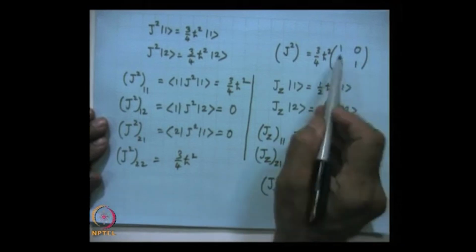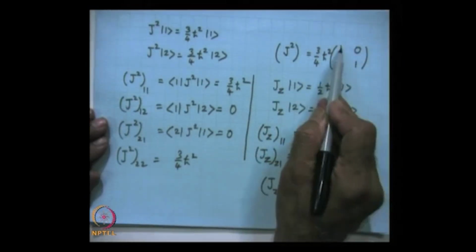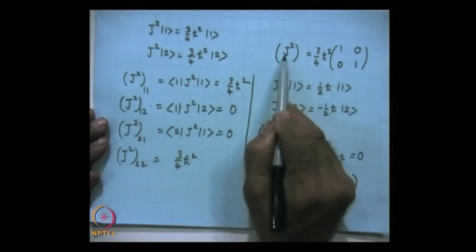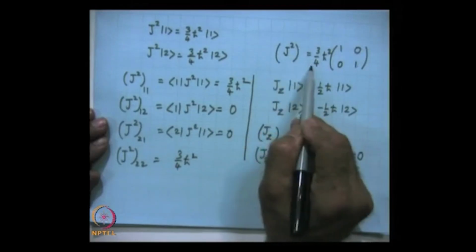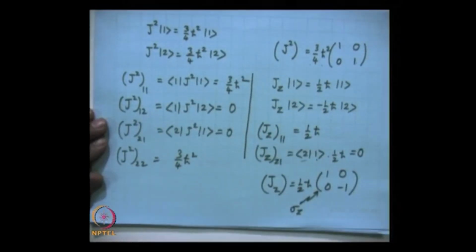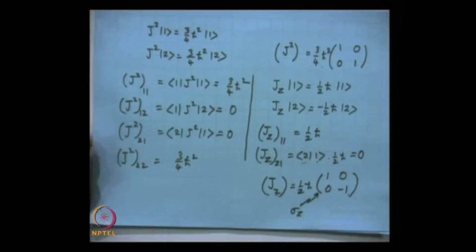What are the eigenvalues of J square at this matrix? 1 1. So, therefore, the eigenvalue of J square is just 3 by 4 h cross square. What are the eigenvalues of Jz? The eigenvalues of this matrix are 1 and minus 1. So, the eigenvalues of Jz are half h cross and minus half h cross.